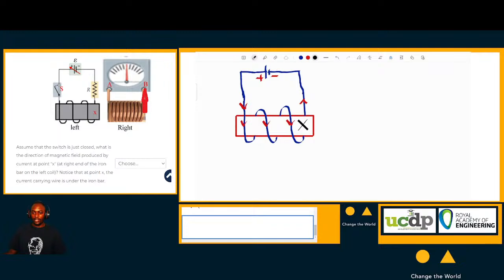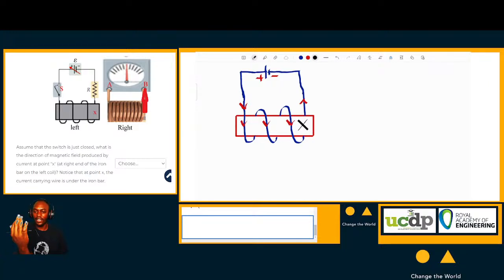You can use your right hand grip rule, where your four fingers are pointing in the direction of flow of current. You grip the solenoid, which is this pen, grip it like this, and your thumb will point towards the direction of the magnetic field. It is from left to right. You can try that and see if you are winning.